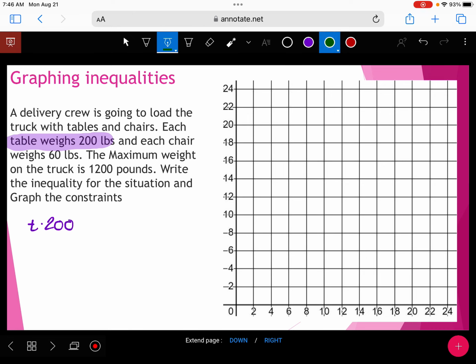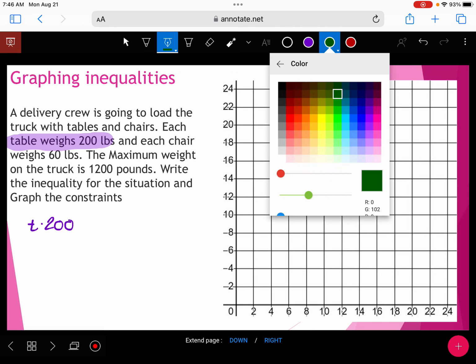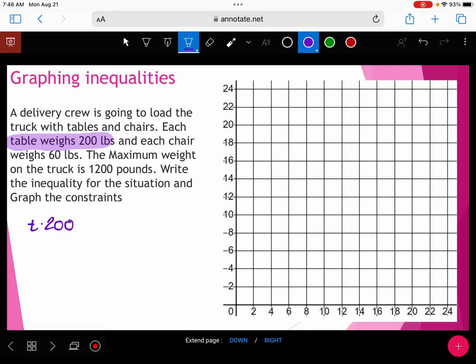And then we need to combine that with the chairs, right? Because I can't just have tables. I need chairs too. So if each chair weighs 60 pounds, how could I write about the chairs in the truck? Let's see, times 60. C times 60. And you're exactly right. We're combining them together into the truck that has a max weight of 1,200 pounds.